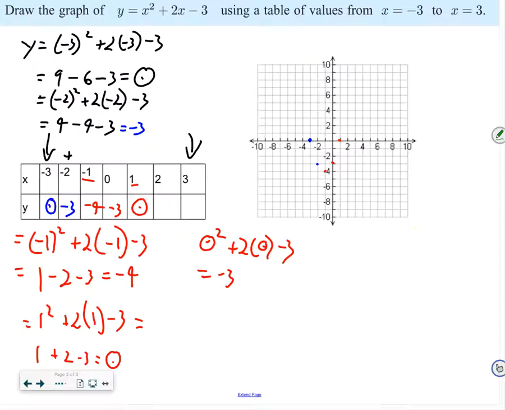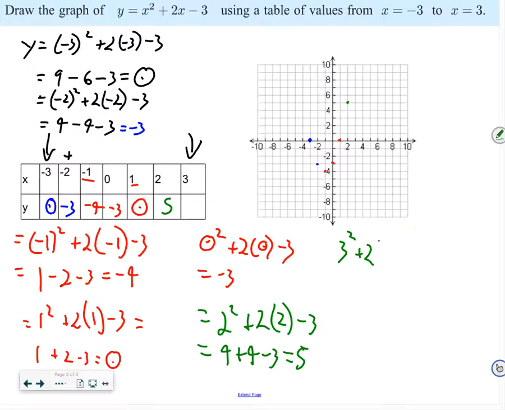And then at 2, I'm going to do 2 squared plus 2 times 2 minus 3. So this is 4 plus 4 minus 3, which is going to be equal to 5. So at 2, we are equal to 5. Okay, and then at 3, so I get 3 squared plus 2 times 3 minus 3 is equal to 9 plus 6 minus 3, which is going to be 12. So I'm going to be off the graph somewhere over there.